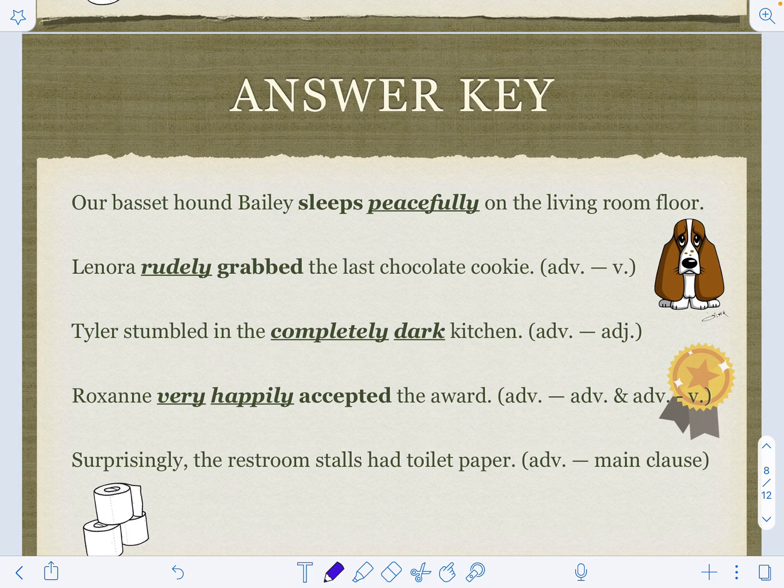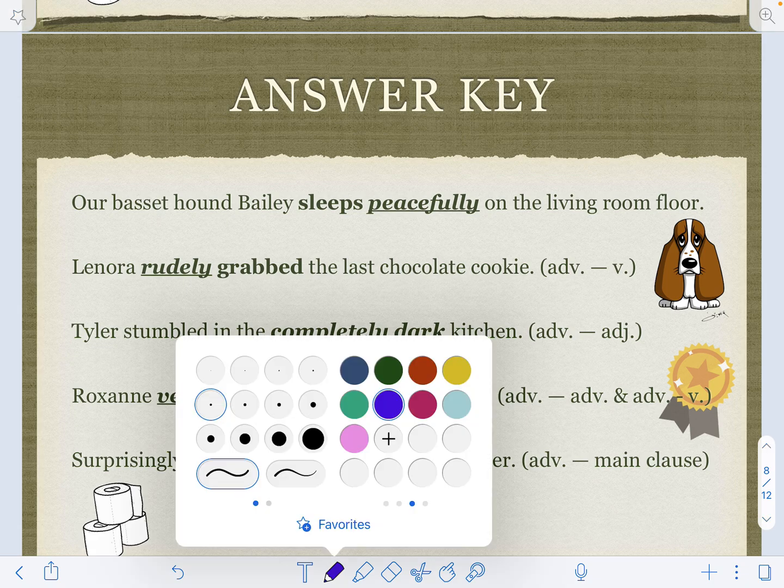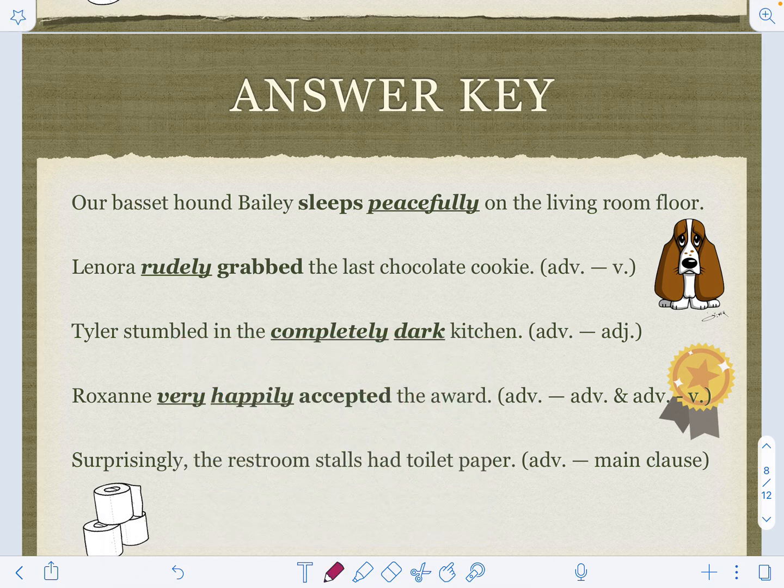So in reviewing the adverb practice, we have our basset hound Bailey. This is our subject. Basset and hound are modifying Bailey. We have our verb sleeps, action verb. And sleeps to what degree? Sleeps how? And we have peacefully. So peacefully is modifying our verb sleeps.